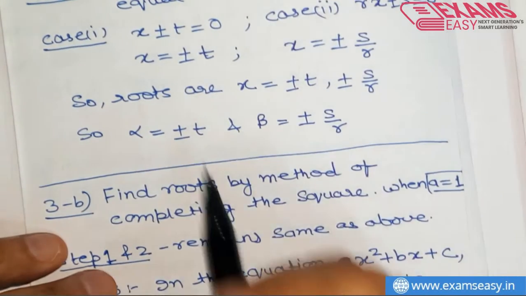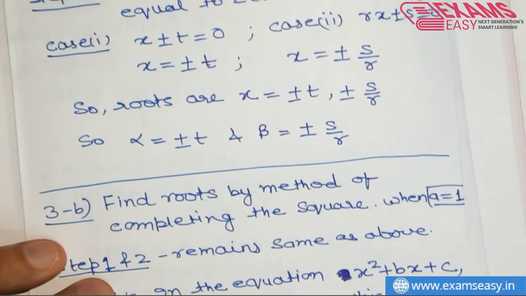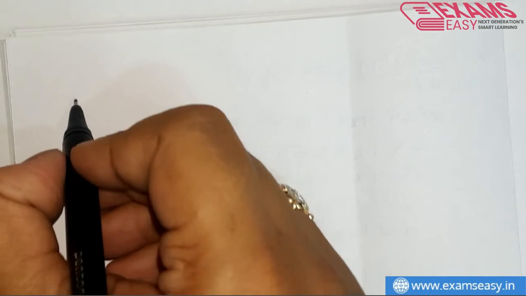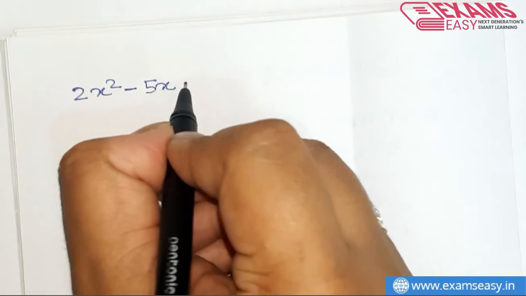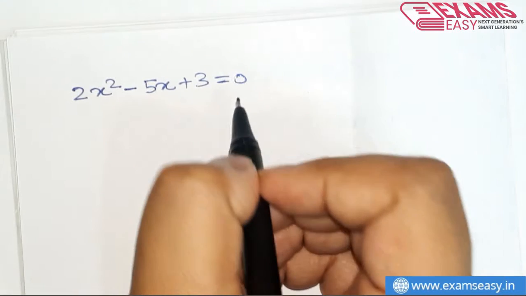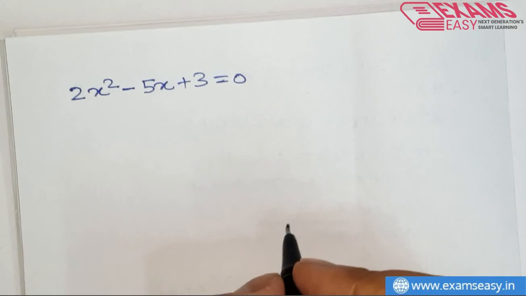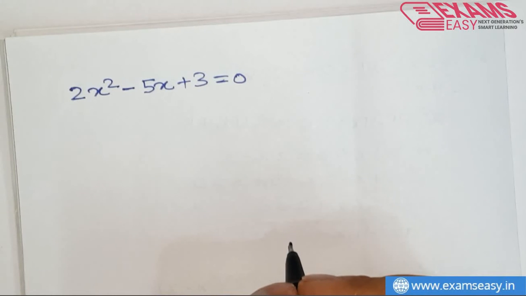So in this manner we can find out the solution of the quadratic equation with these simple 6 steps. So let us practice some examples to find out the roots of the quadratic equation by the method of factorization. Friends, let us take the example 2x square minus 5x plus 3 is equal to 0. We will follow all the 6 steps and find out the roots of this quadratic equation, that means the value of x.